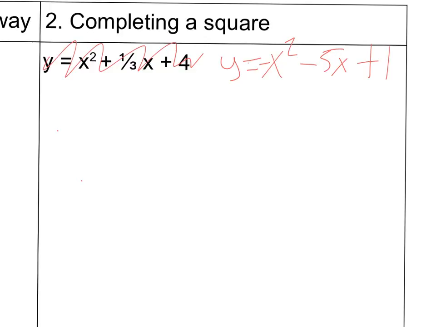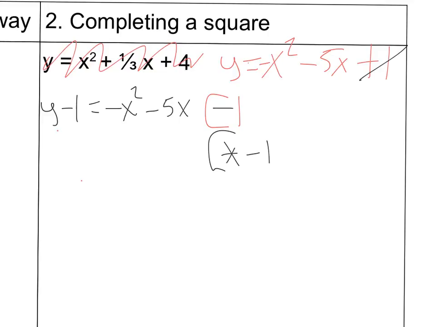So first things first, let's clear out that positive 1 from both sides. So I want to add 1 to both sides, or rather, whoops, I don't think I want to add 1. I probably want to subtract 1 from both sides, because that will get rid of that, right? So I'm going to have y minus 1 equals negative x squared minus 5x. Now I can't complete a negative square because I can't make a negative square. So times by negative 1, and I'll end up with negative y plus 1 equals x squared plus 5x.